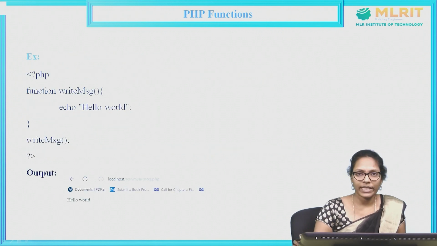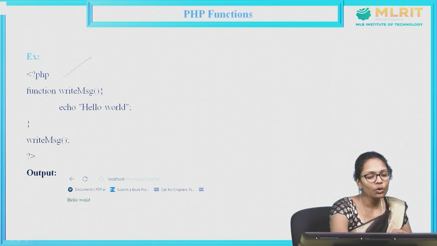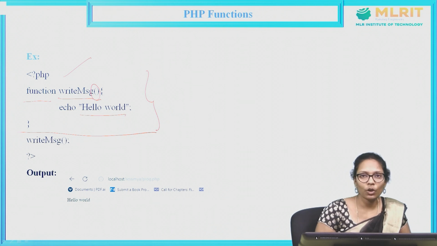So coming to the example. This is a basic example, a function without any arguments. I'm starting the PHP code. I'm creating a function using the keyword function followed by the function name, and I don't have any parameters here. Within this function, I'm just printing a message, hello world. If I simply write this, nothing will happen. The function will not be executed until I call that function explicitly.